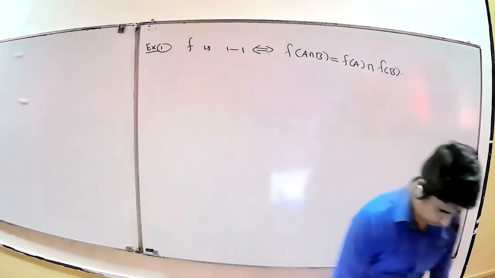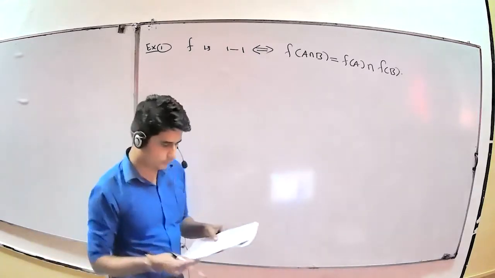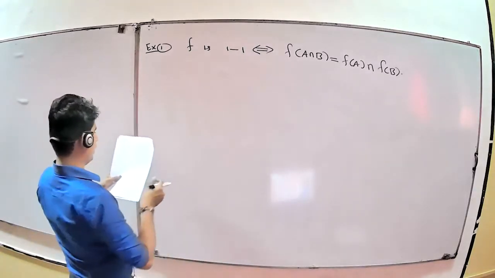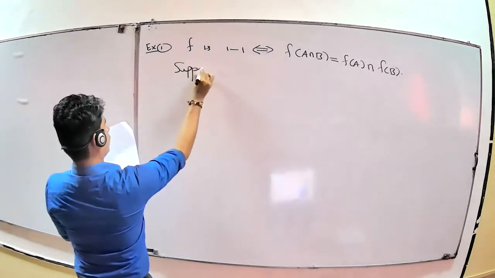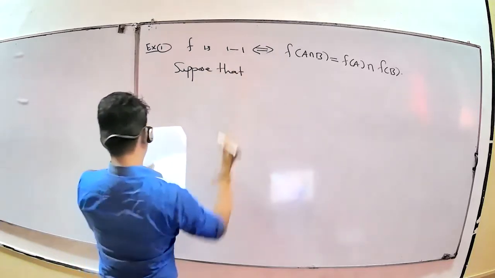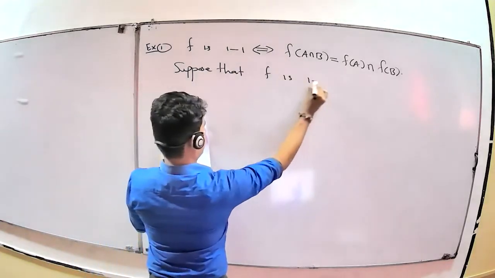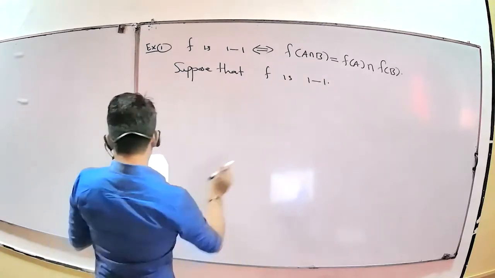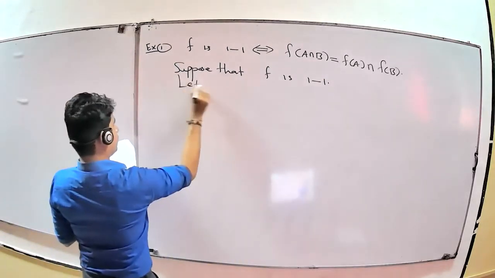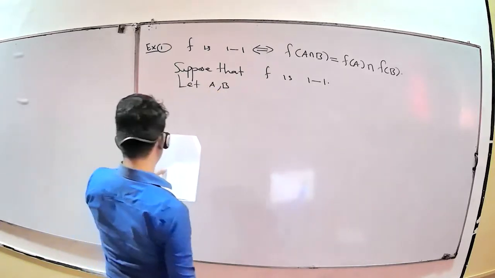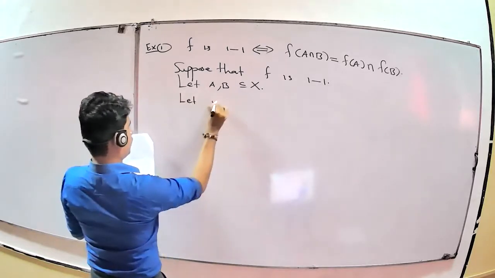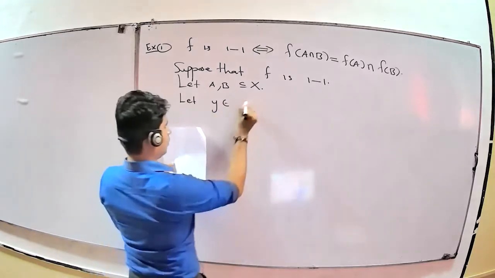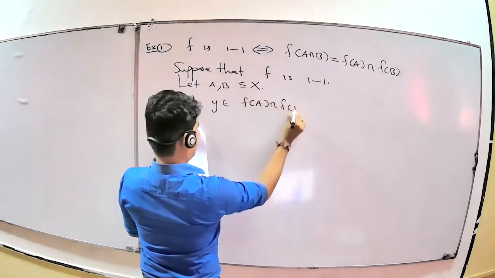You want to prove that f is 1 to 1 if and only if f of A intersection B equals f of A intersection f of B. Suppose that f is 1 to 1. Let A, B be two sets, subsets of X. Let you take one element y belonging to f of A intersection f of B.